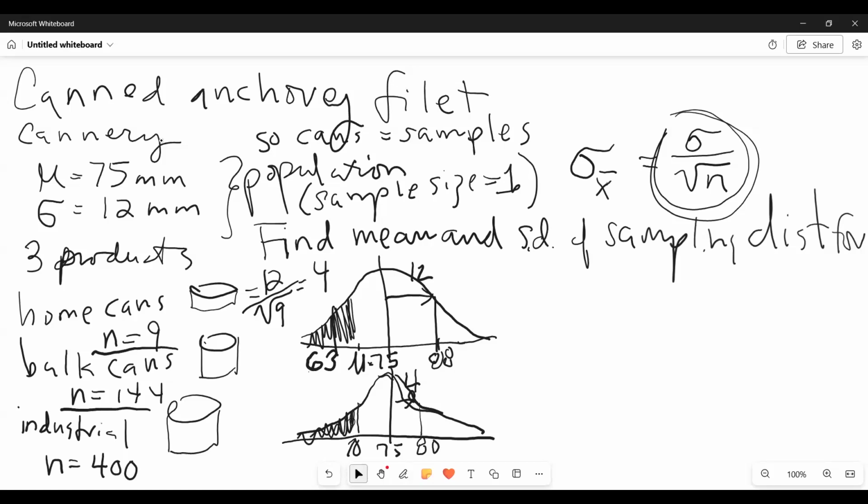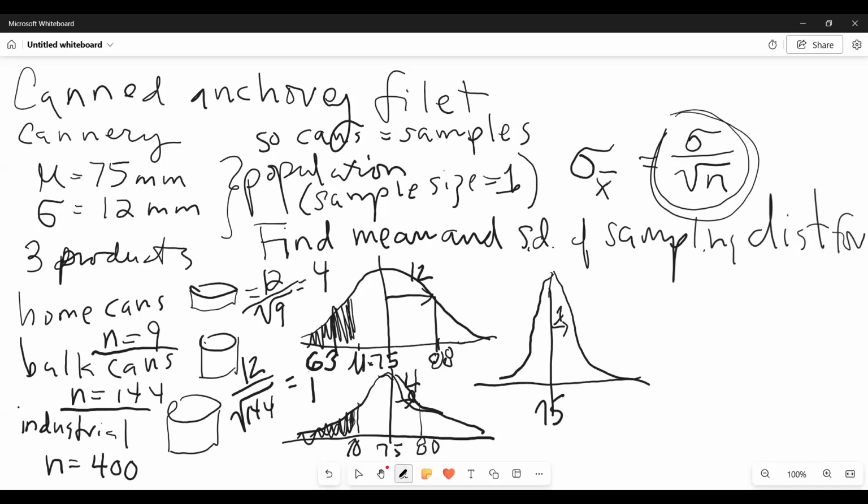All right, now if we keep doing this, if we do sigma divided by root n for our bulk cans, we're going to have 12 over the square root of 144. It's going to equal 1. We're going to get an even skinnier distribution. So now our mean is still 75, but our standard deviation is only 1. So we're going to get a real skinny guy. And we're going to have 70 over here. And now our area under our tail is really small.